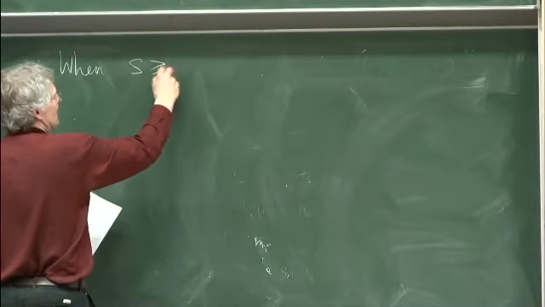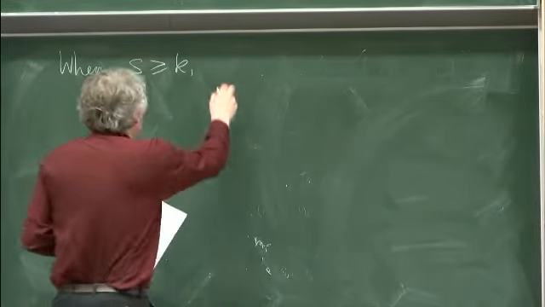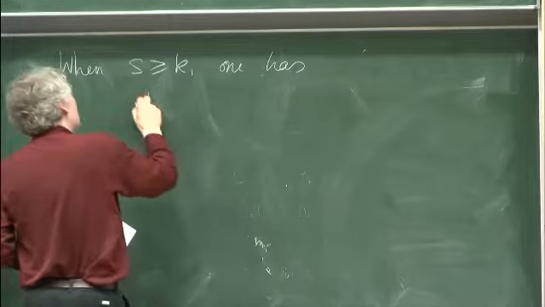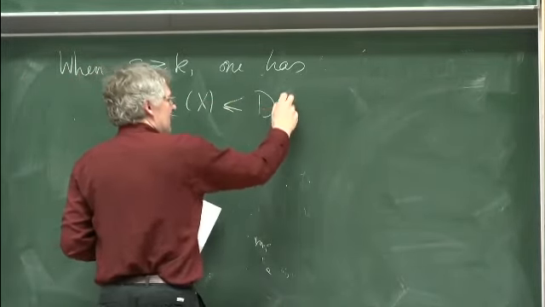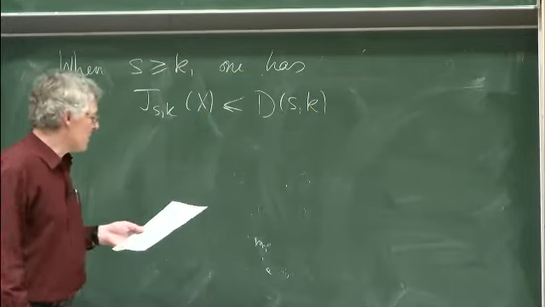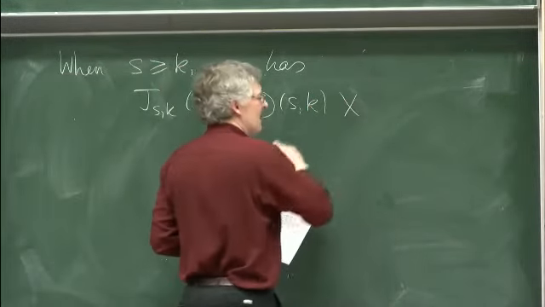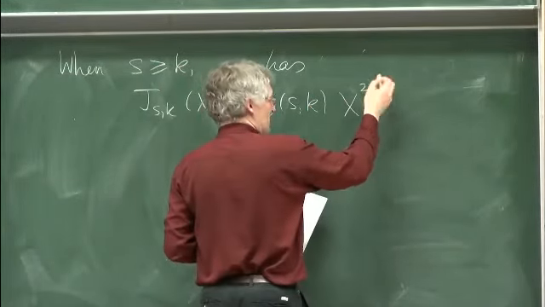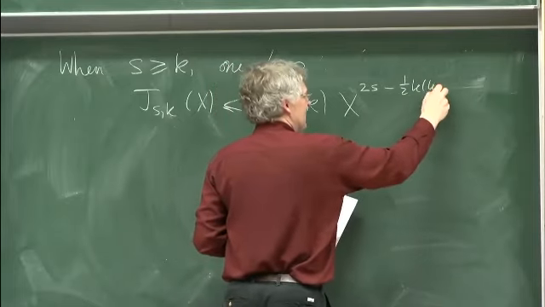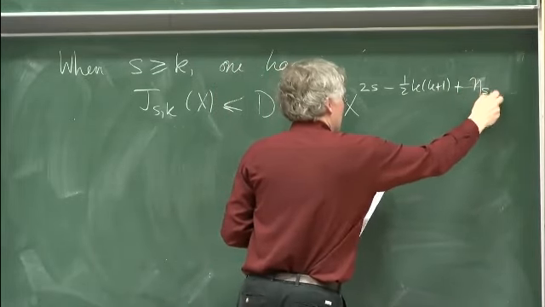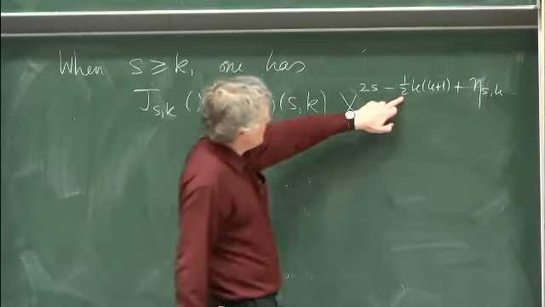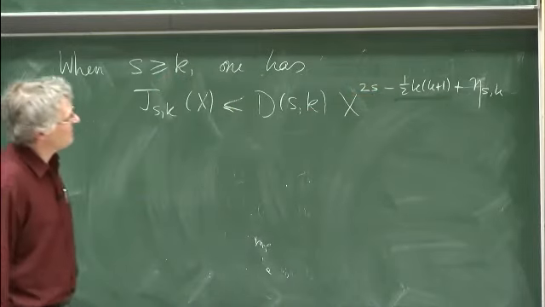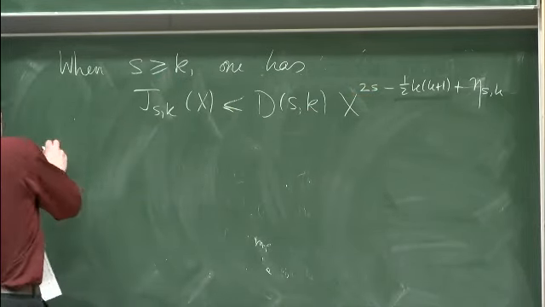So what kind of statement? When s is at least k, there's an upper bound for this mean value which takes the shape, well, there's some number which depends only on s and k, and the interesting part is what happens when x is large as far as I'm concerned. There's an upper bound with exponent 2s minus 1/2 k times (k plus 1). So this is the sum of the degrees of the equations which are involved in this mean value. And then there's some other thing, eta.